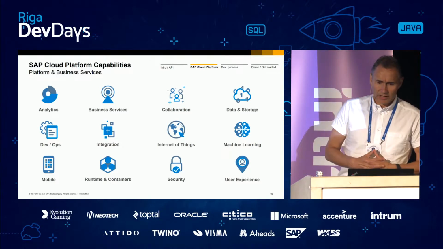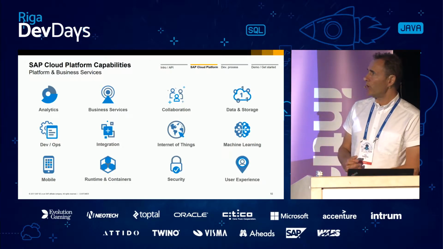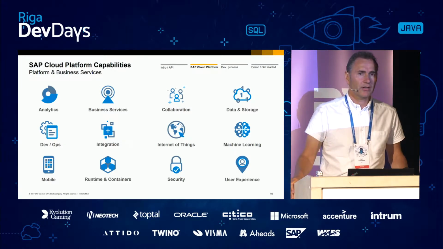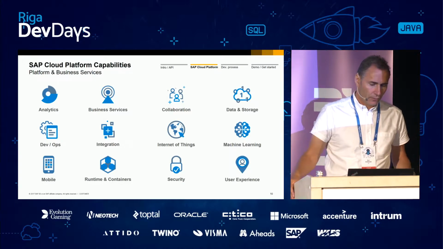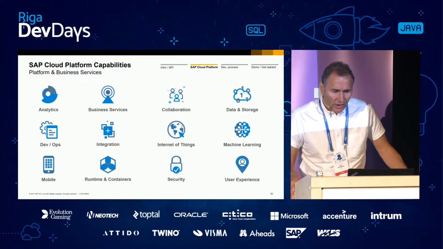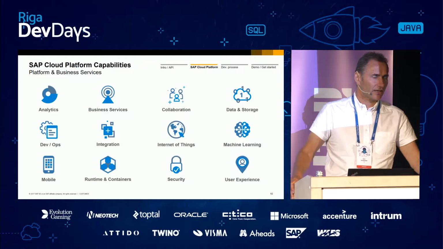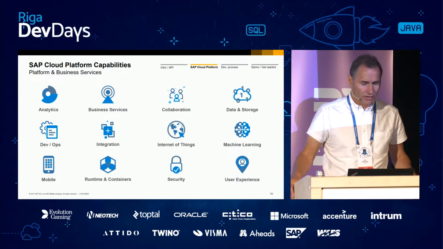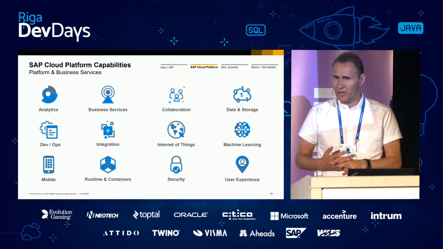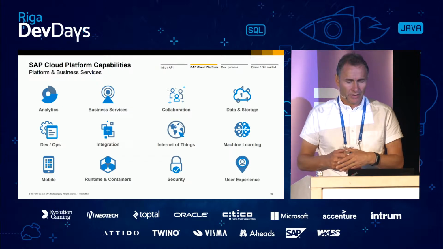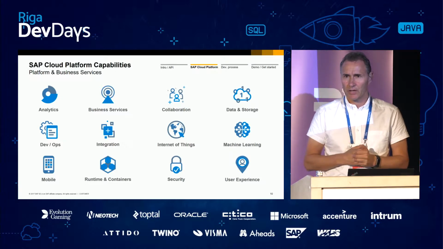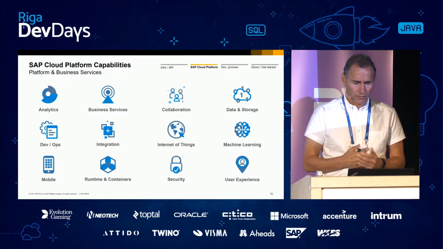Okay, so basically the capabilities that the platform provides range from analytics, basically being a full-fledged BI platform with also planning capabilities. There are business services available, like local tax calculation and translation services and so on. Collaboration, we have multiple options for data and storage, both structured, with HANA as our own technology, but also using PostgreSQL as one option, MongoDB, and so on.